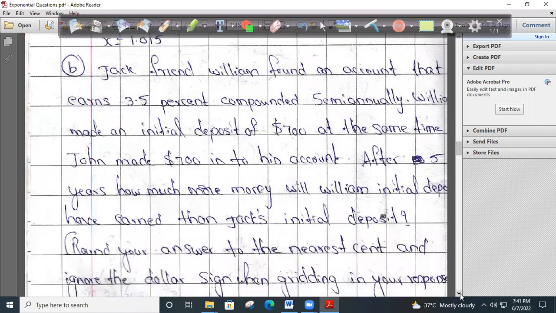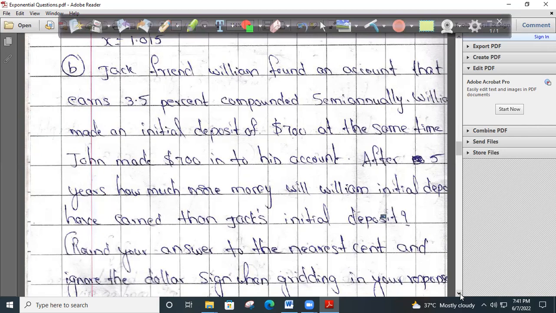And ignore the dollar sign. SAT people are so good. They'll not even have 0.01% ambiguity. And disregard the dollar sign when you're gridding in your answer. When I say gridding, I mean not multiple choice questions, but filling in the blanks. Everyone in the class knows the meaning of gridding.